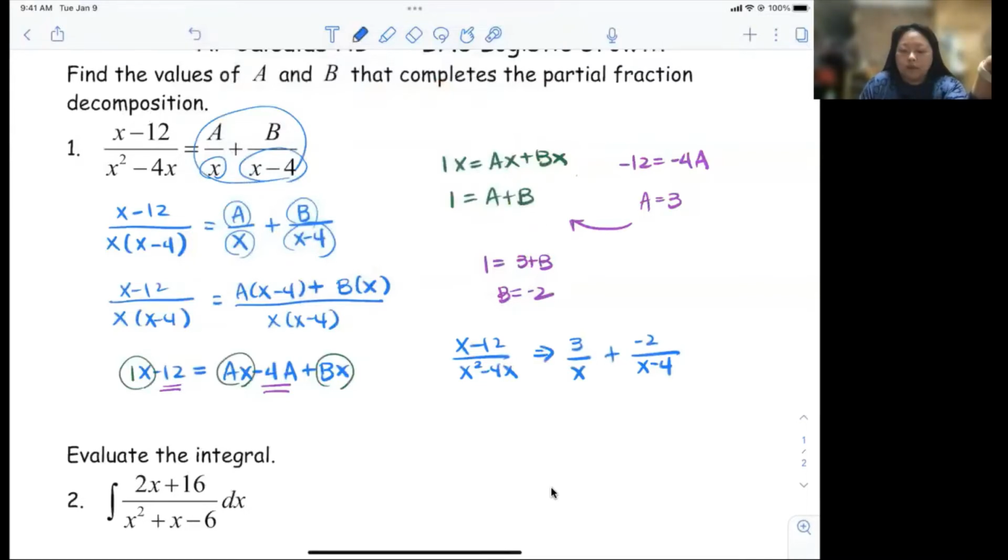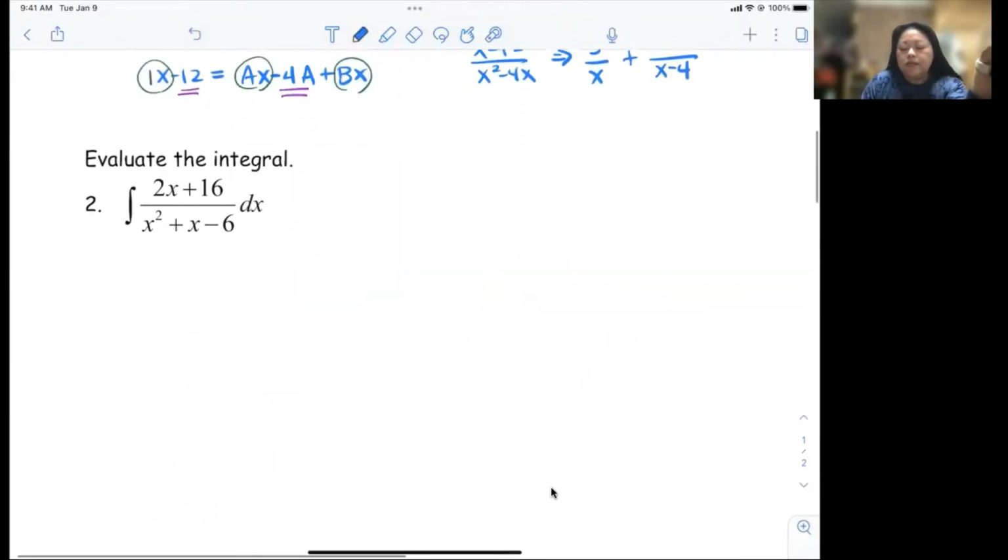So what's the point of all this? The point of all this is so you can take the integral like we do in number 2 here. When you have the top degree lower than the bottom degree, you have to do this partial fraction where you split it up into 2 smaller, simpler fractions so you can actually take the integral. If the top degree is higher than the bottom degree, you can do long division and clean it up.